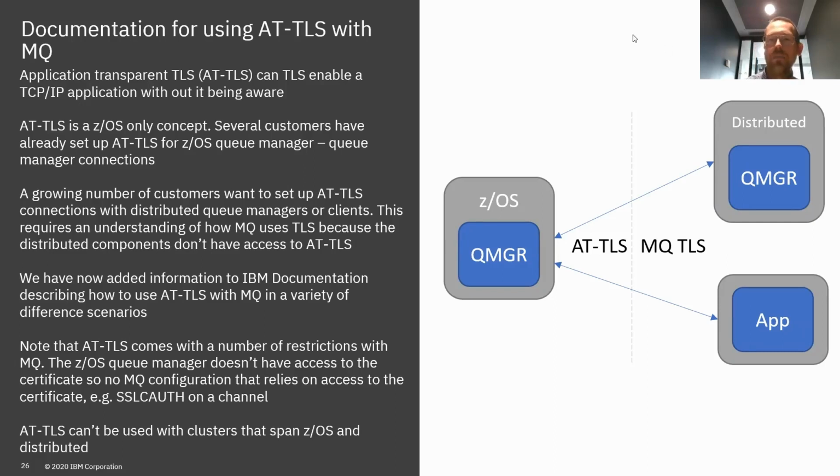It's just worth bearing in mind that there are some restrictions, but if those restrictions aren't the problem, and for many customers they're not, then this is well worth thinking about setting up. There's also a performance report out there showing how ATTLS compares with MQ TLS, and the answer is sometimes ATTLS is faster, sometimes MQ TLS is faster. It depends exactly what you're doing.